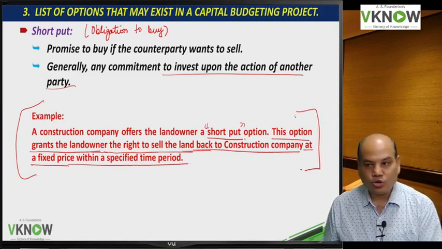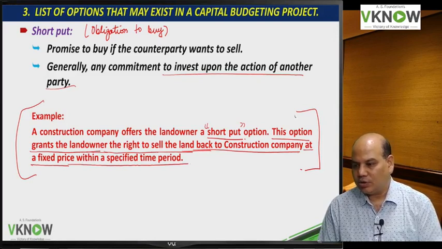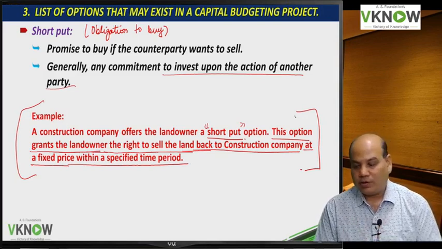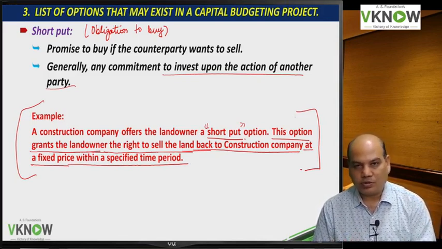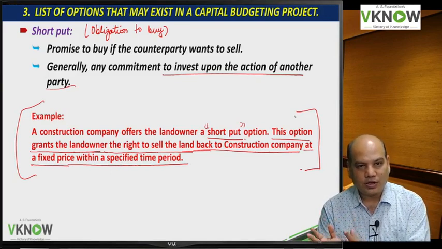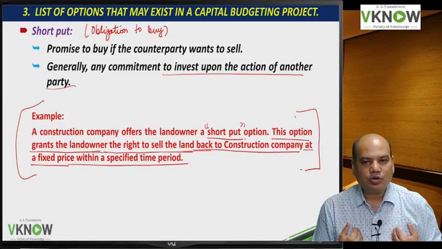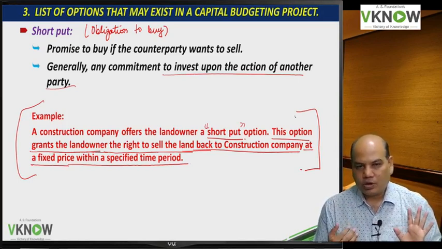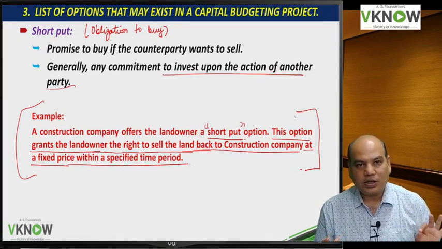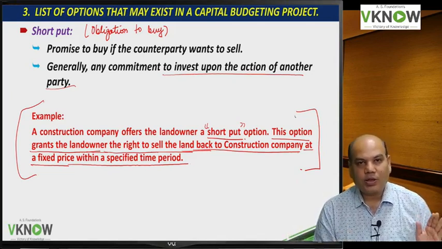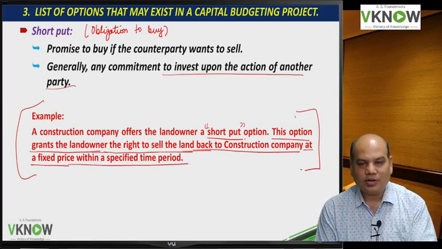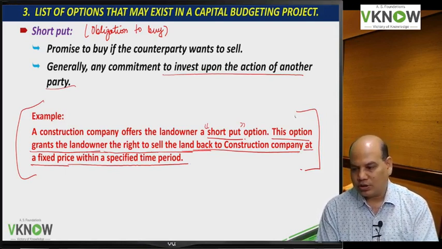So a construction company goes to a landowner and says, I want to buy your land. The landowner says, sorry, I will not sell it now, let me wait for a year. Okay. Then the construction company sells him this put option and says, if you want to sell your land, you can sell this land to me within 1 year. I am willing to purchase. So here the construction company has written a put option. If the landowner wants to sell his land, the construction company would be forced to buy that land. It means it has committed to invest in that land if the landowner wants to sell.